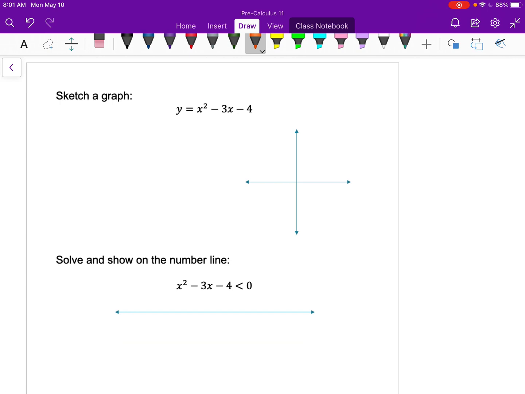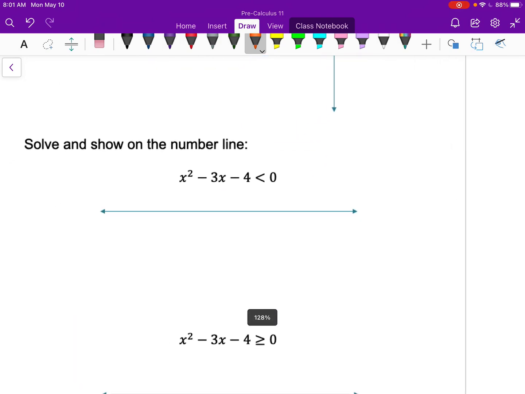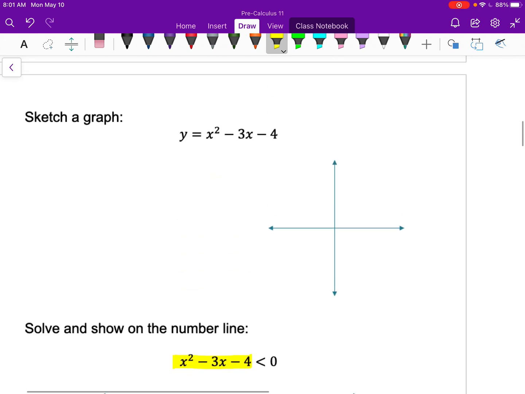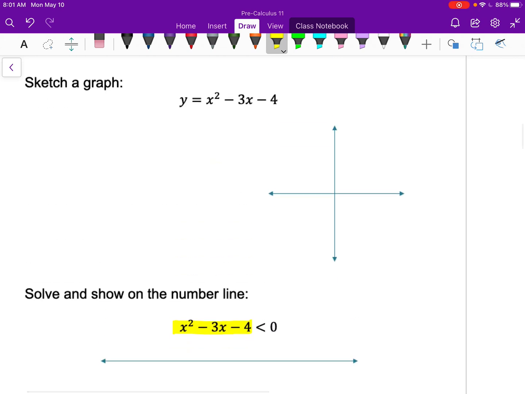What if I don't have a graph? Well, I want to look at the equation y equals x squared minus 3x minus 4, and I want to use it to solve these two inequalities right here. Where is x squared minus 3x minus 4 less than 0, or is it greater than or equal to 0? So if I just gave you these questions, the first thing I would recommend doing is this, which is let's visualize the basics of this graph.